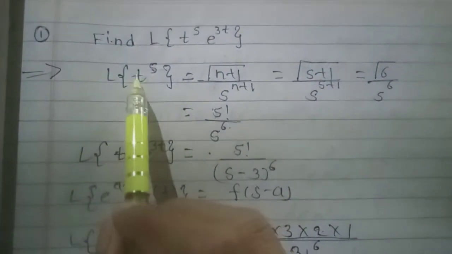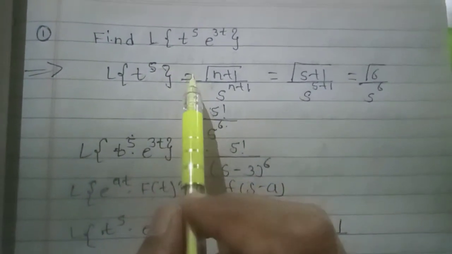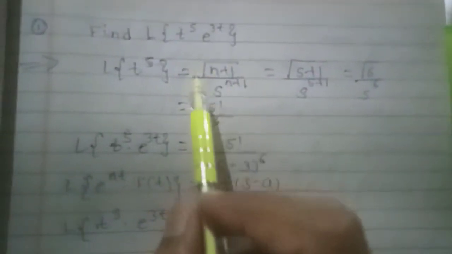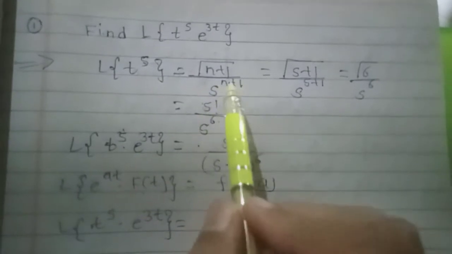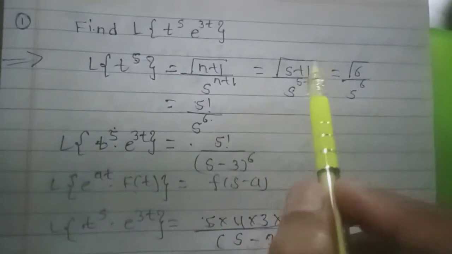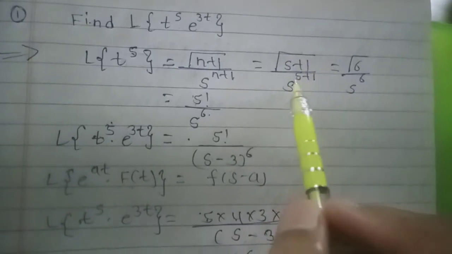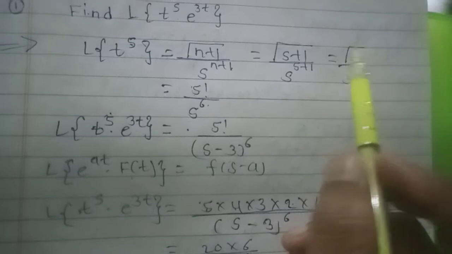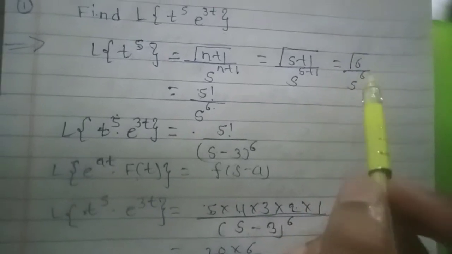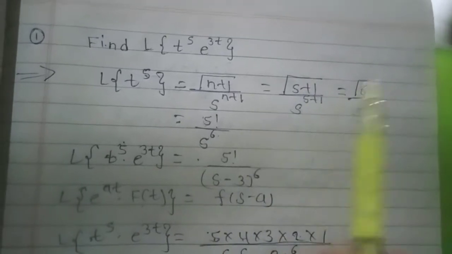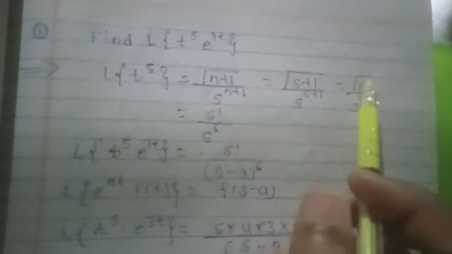We know the Laplace transform of t raised to 5. This is gamma of n plus 1 divided by s raised to n plus 1, but here n is 5, so gamma of 5 plus 1 divided by s raised to 5 plus 1. Simplified, this is gamma of 6 divided by s raised to 6. In the first lecture I told you how to calculate the value of gamma of 6.